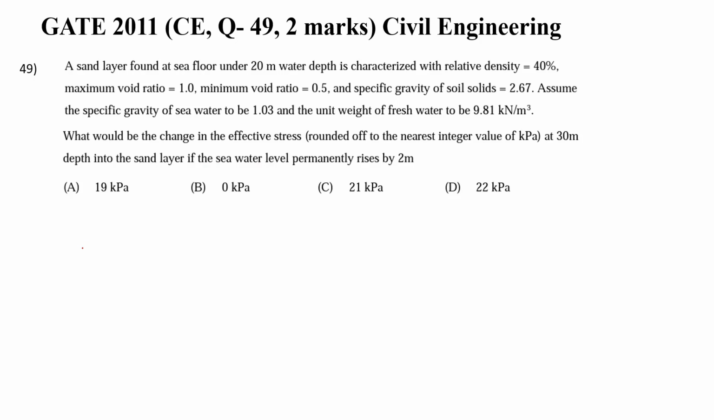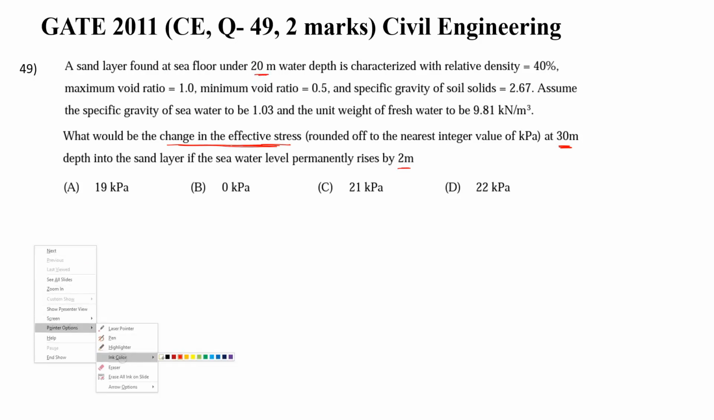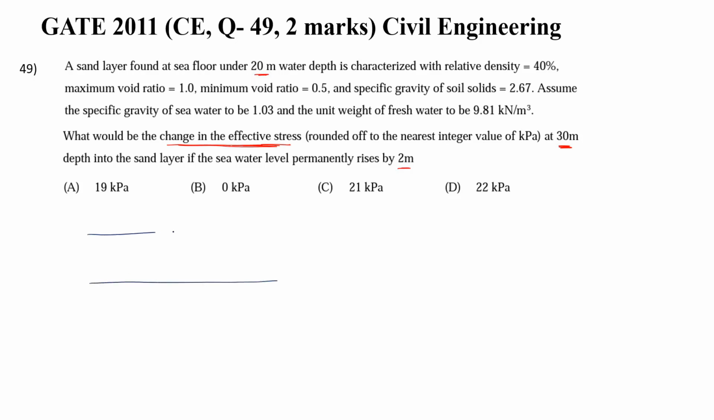So, here it is said what will be the change in the effective stress you have to find out at so and so depth if the seawater level permanently rises by 2 meters. So where is the seawater level? Seawater level is 20-meter above the seabed. So, to draw that, there is some seawater above it. This is 20-meter.